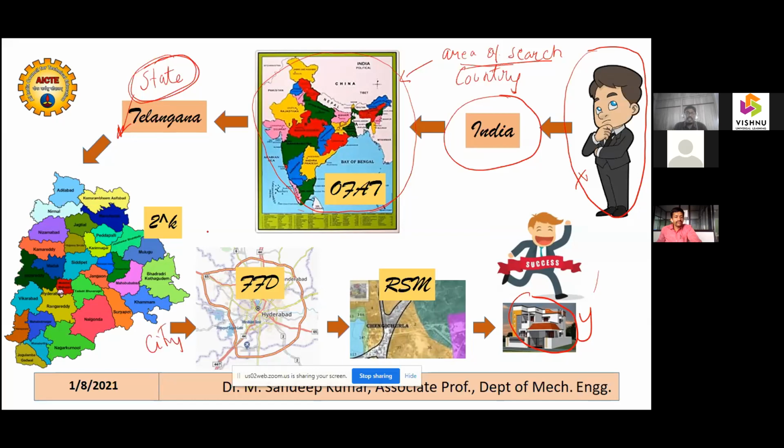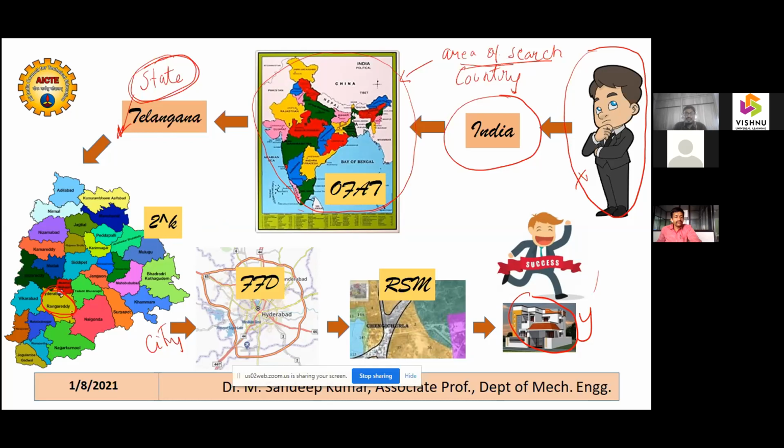In this state, I'll search for the city. Where is this city? Yes, this is the city. Sorry for the inconvenience if anyone is from another state. Yes, some of them are from other states, so sorry for the inconvenience. But yes, this resembles the same thing.